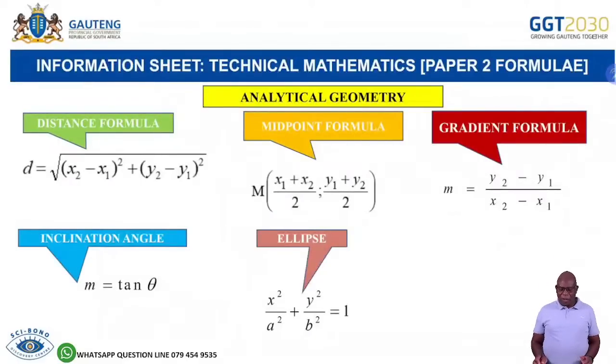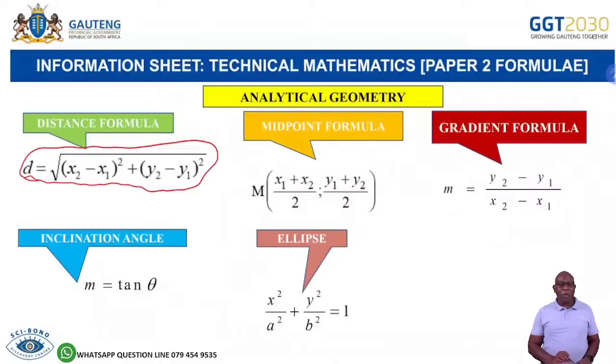Here's an information sheet, which is a formula sheet. What I've done here is I've just taken out only the formulas that are going to be used in paper 2. But remember, the formula sheet has all the formulas, because sometimes you are obliged to use the formulas that we used in paper 1. So please make sure that you know the whole formula sheet. But here I've just extracted the formulas that are used predominantly in paper 2. Now, the first formula there is the distance formula.